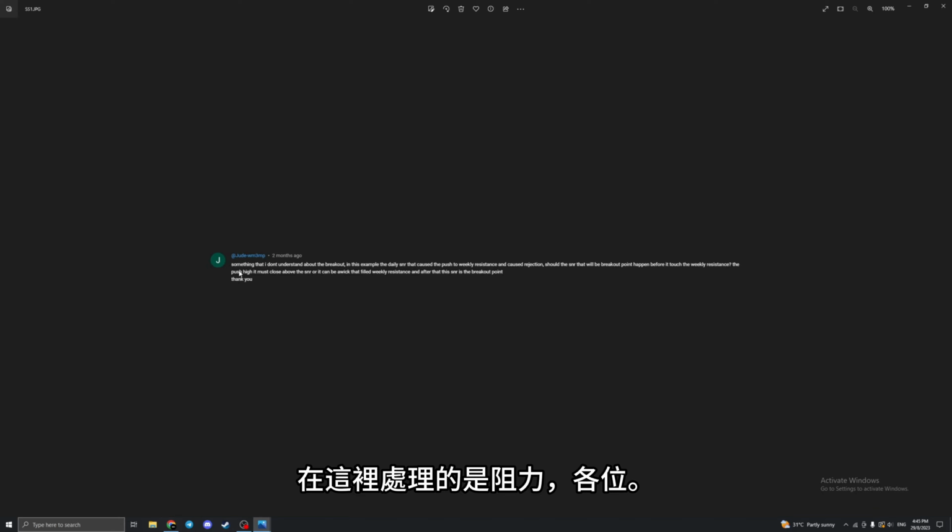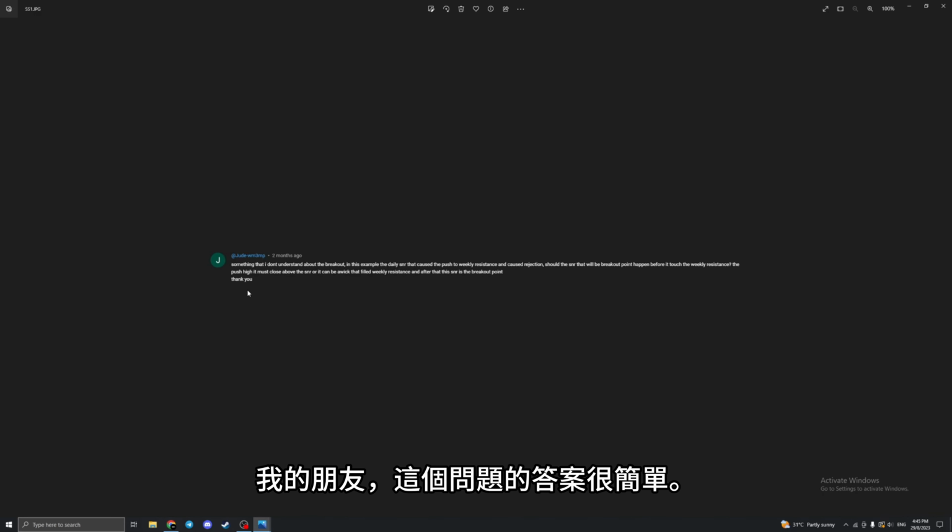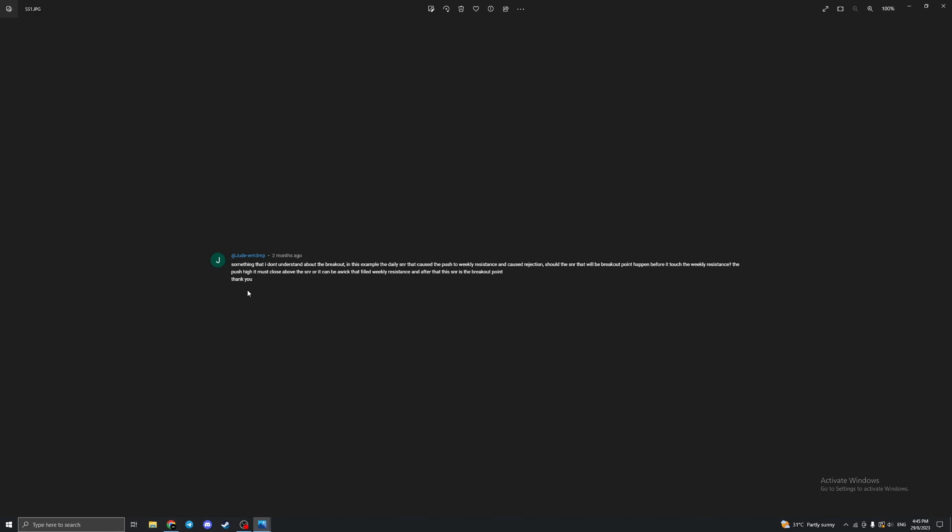So we're dealing with resistances here, guys. When price is coming up to a resistance, the push high, must it close above the SNR, or can it be a wick that filled the resistance, and then after that this SNR is the breakout point? My friend, that's a very easy answer. If it closes above the SNR, that's not a rejection anymore. That is a break of the structure.